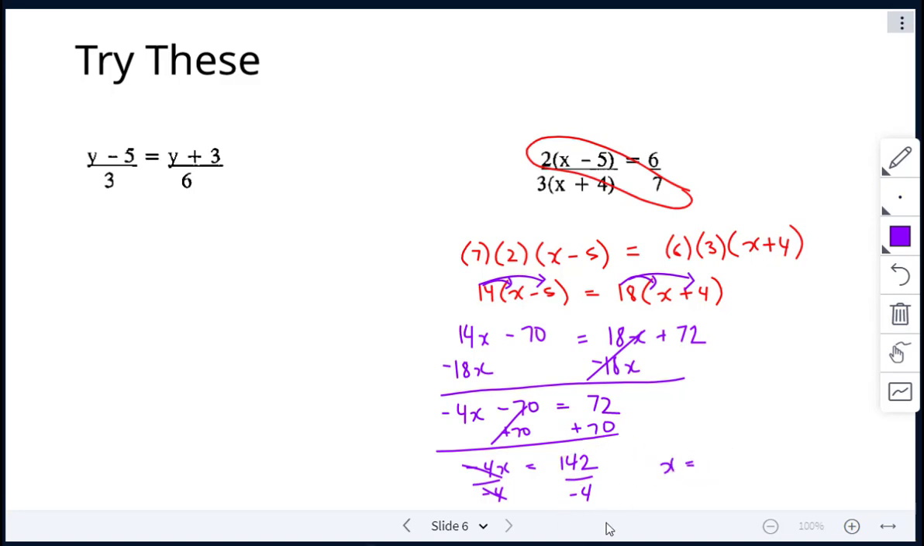And it is a negative number and it's a decimal number. So when you divide 142 divided by negative 4, we get negative 35.5. Yeah, so we did end up with a negative decimal answer for that question.